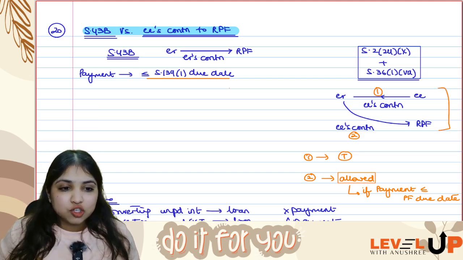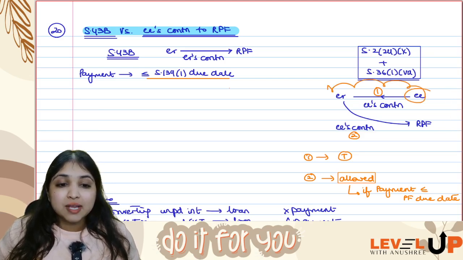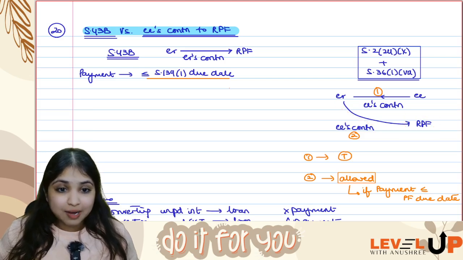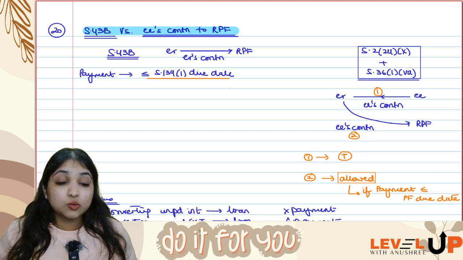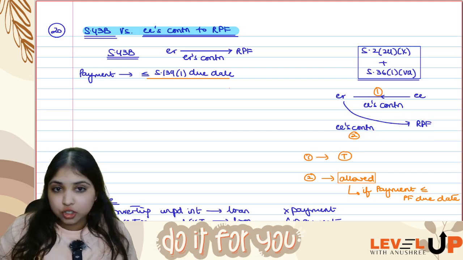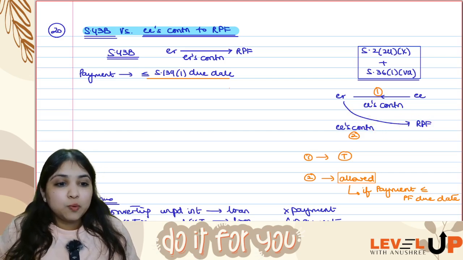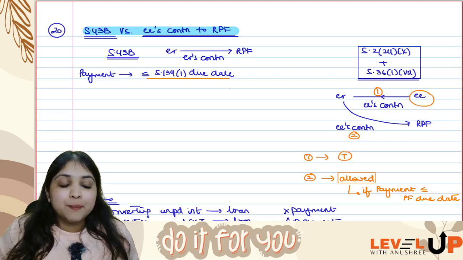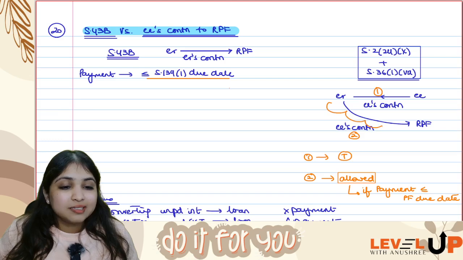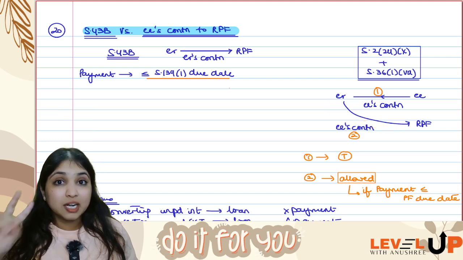So there are two transactions over here. The employee is giving his contribution to the employer and the employer is going to give the contribution to RPF. Two transactions, guys. The employee gives his contribution to the employer and then the employer gives this employee's contribution to the RPF. So instead of the employee directly giving to RPF, the employee is giving to the employer and the employer is transferring it to RPF. Now there are two transactions.